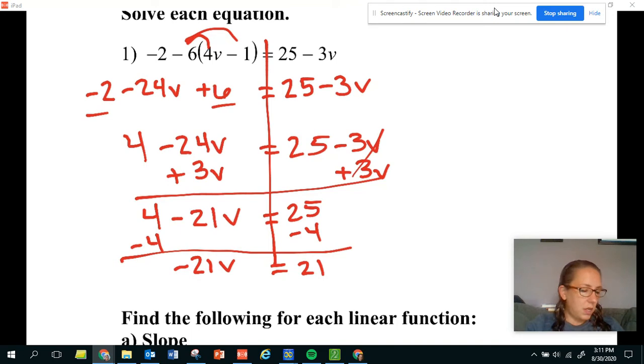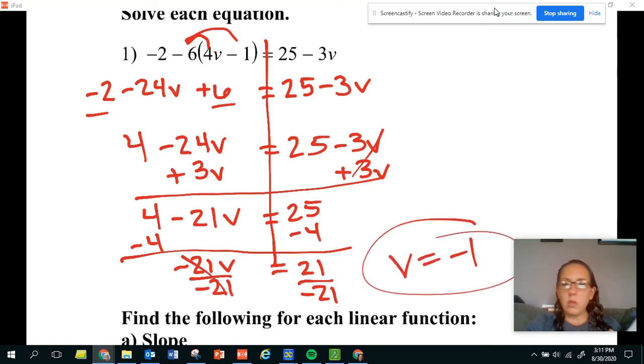So to get v by itself, divide. Make sure you're dividing by -21. Those cancel out because it would just be 1. So v equals -1 because 21 divided by -21 is -1. Wow, that's amazing. Okay.